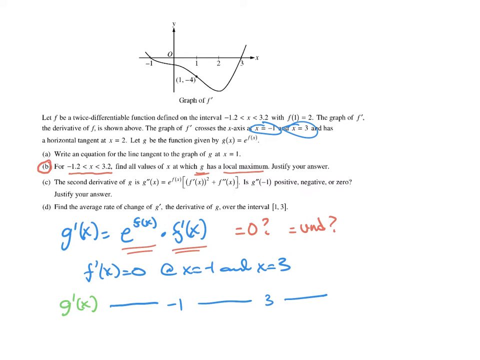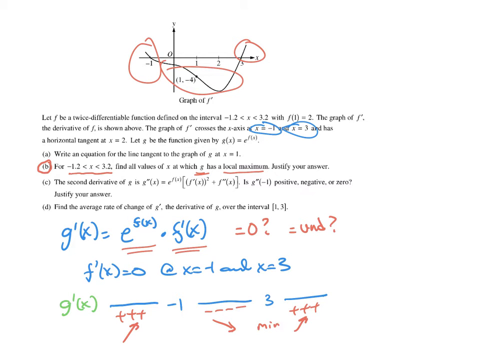Okay. So since e to the f of x is always positive, the signs of our derivative are going to be the same as the signs of f prime. So you'll notice that over here, f prime is positive. So that function is increasing. It's 0 at -1. It's negative in here. So that's decreasing. And then back over here, it's positive again. So we have a min right here.